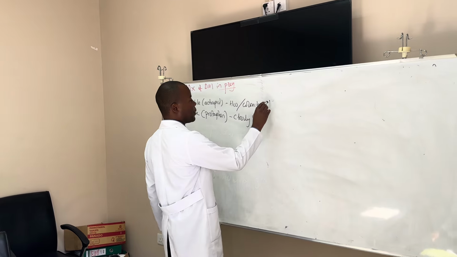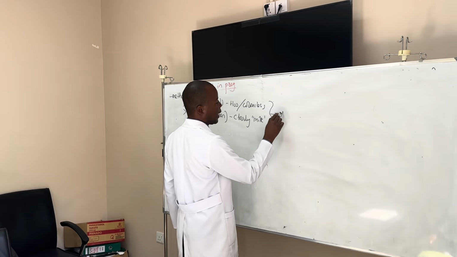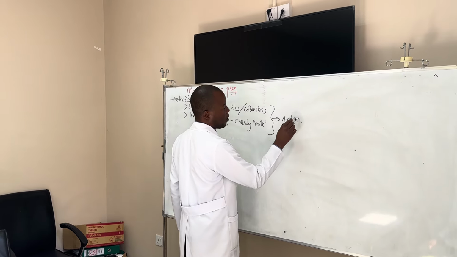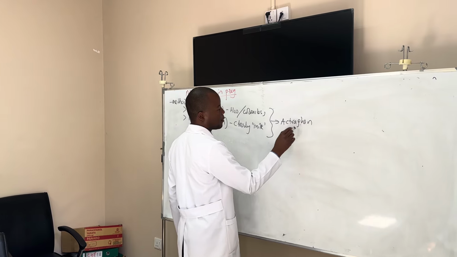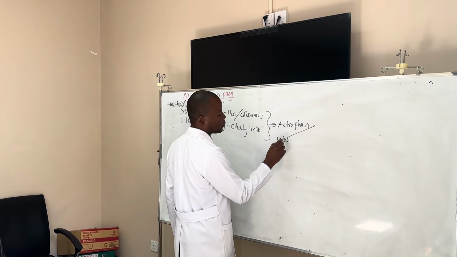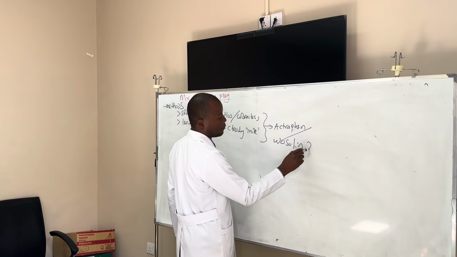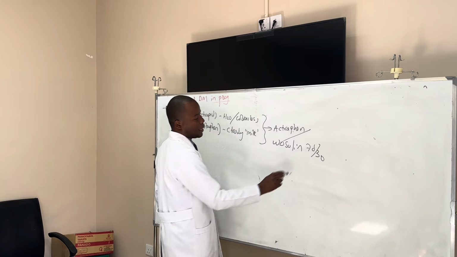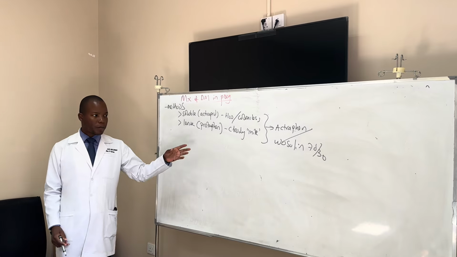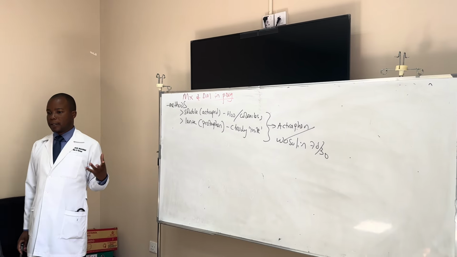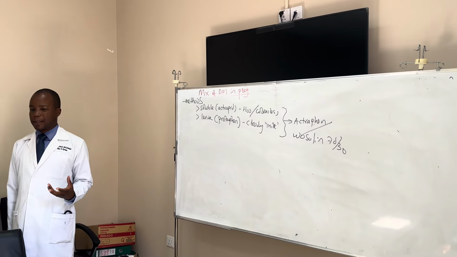And then we have a combination of these two known as Actraphane. What's the other name for Actraphane? I've seen other trade names like Wosulin, something like that. It's even written 70-30, because they've already made the ratios. So you need to have these forms of insulin at the back of your mind.